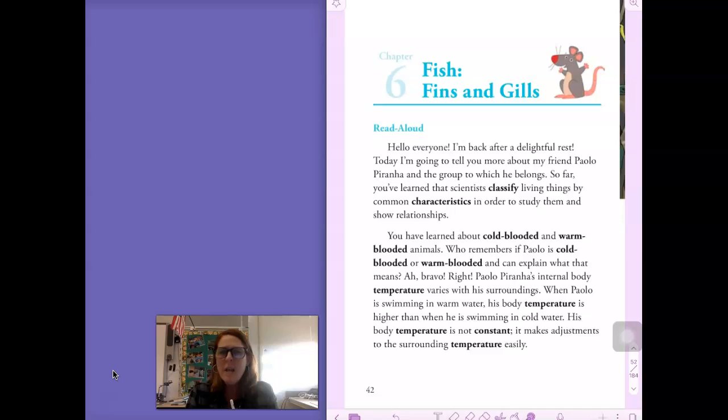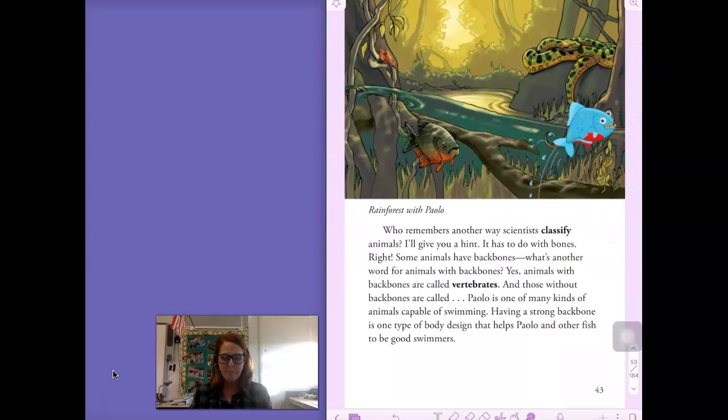Bravo! Right! Paolo Piranha's internal body temperature varies with his surroundings. When Paolo is swimming in warm water, his body temperature is higher than when he is swimming in cold water. His body temperature is not constant. It makes adjustments to the surrounding temperature easily. This is the rainforest with Paolo.